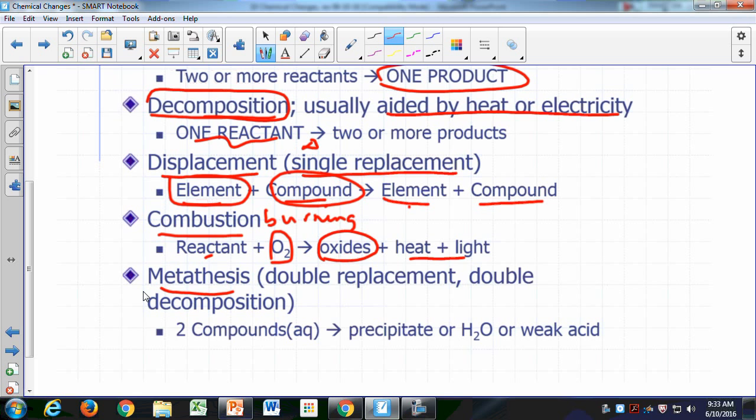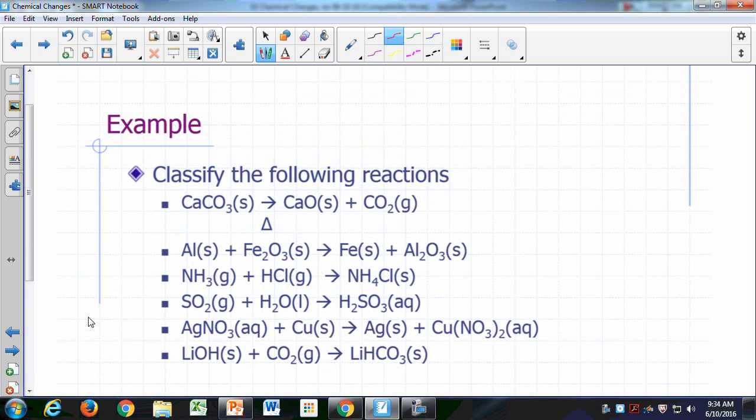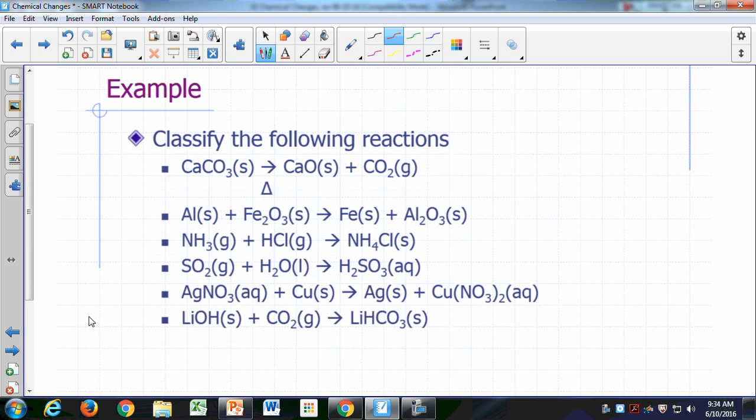Metathesis reaction, also known as double replacement or double decomposition, generally involves mixing of two compounds in aqueous solution, and one of the products you get is either a precipitate or water or weak acid, and then you can have another product. So let's look at a few examples. Let's classify the following reactions. Let's look at the first one.